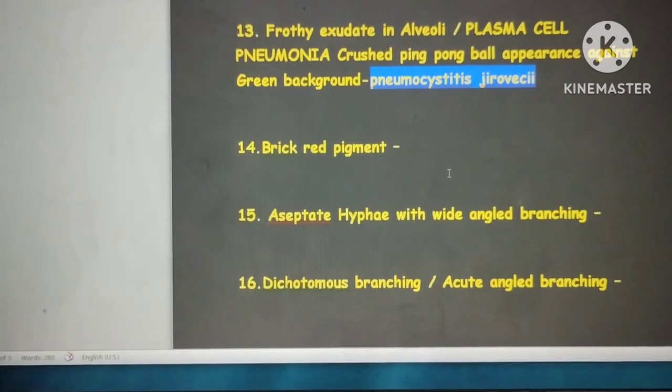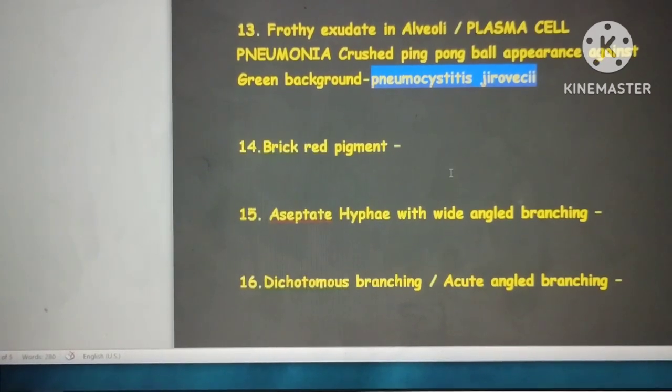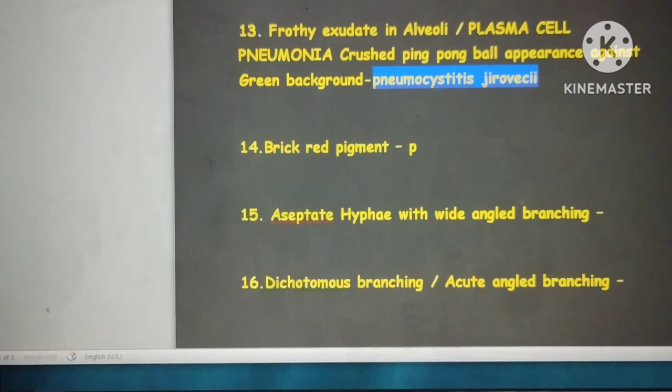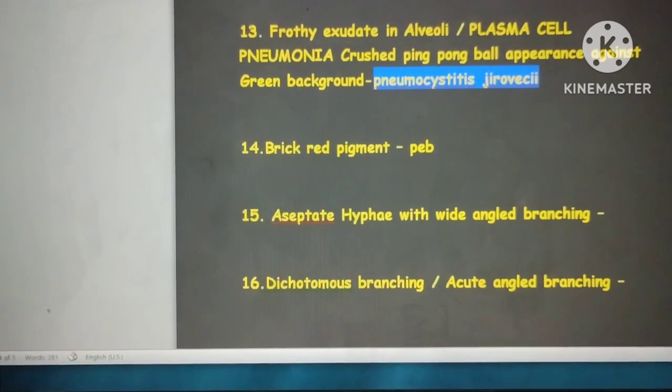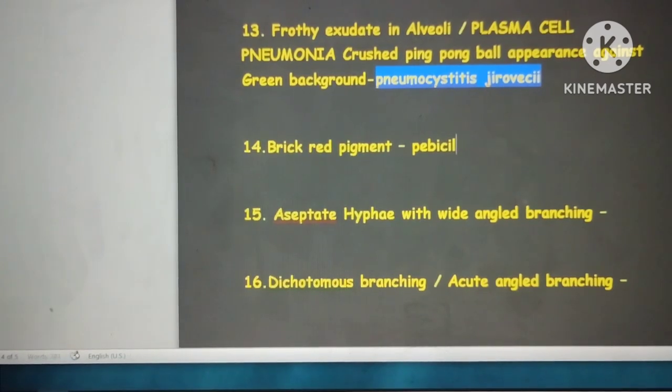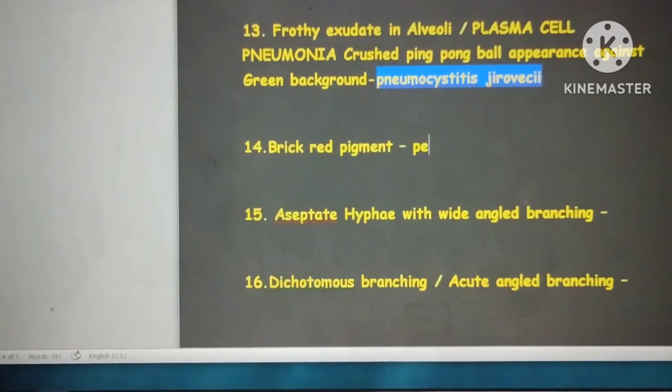Coming to the brick red pigment, if they give a history like, again, an HIV patient, because fungal infections are most commonly seen in immunocompromised patients, and they have given a culture with brick red pigment produced in the culture, you can mark it as Penicillium marneffei.